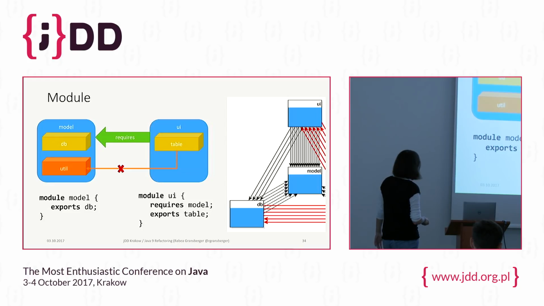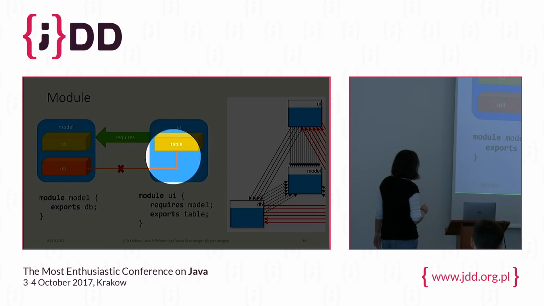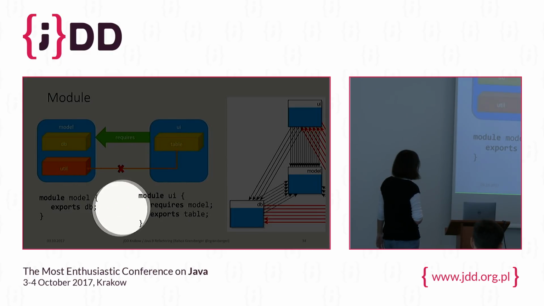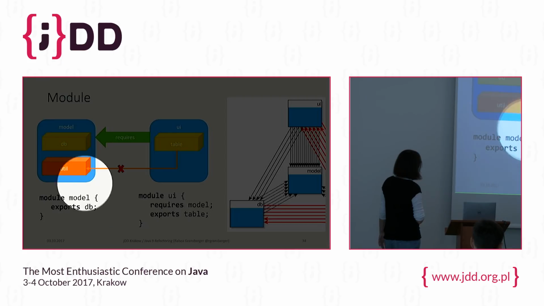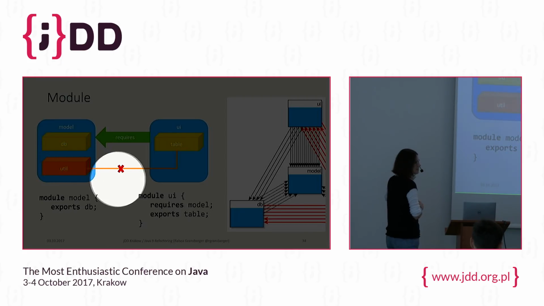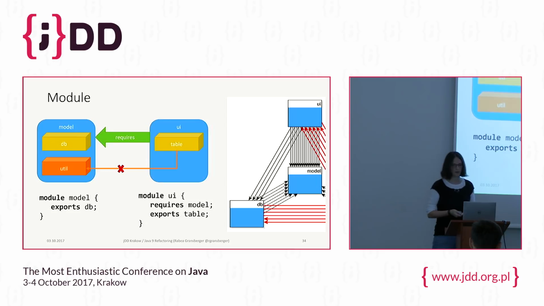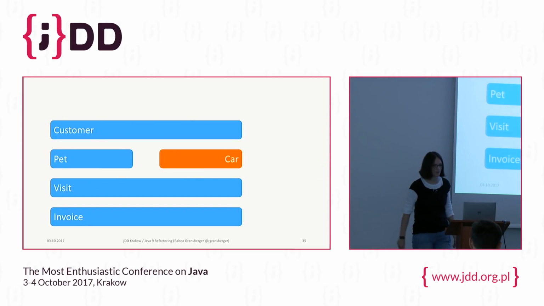So what we can't do now is access something in the util package from our UI module, because it's not an exported package. So anything which is public in the util package is still protected inside the jar file, inside the module, because it can't be accessed from the outside. So this is a very nice thing which we actually have with modules.